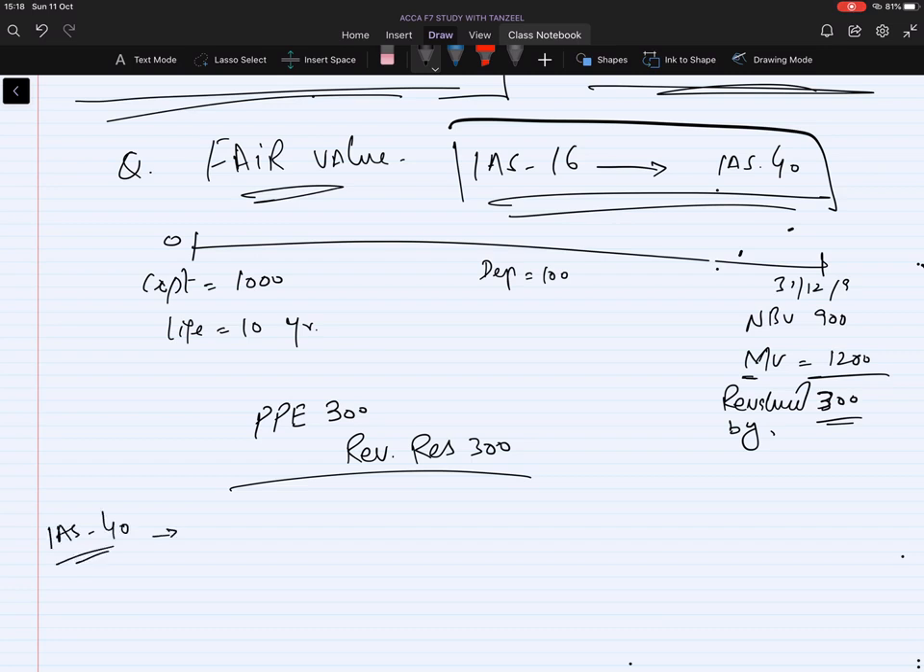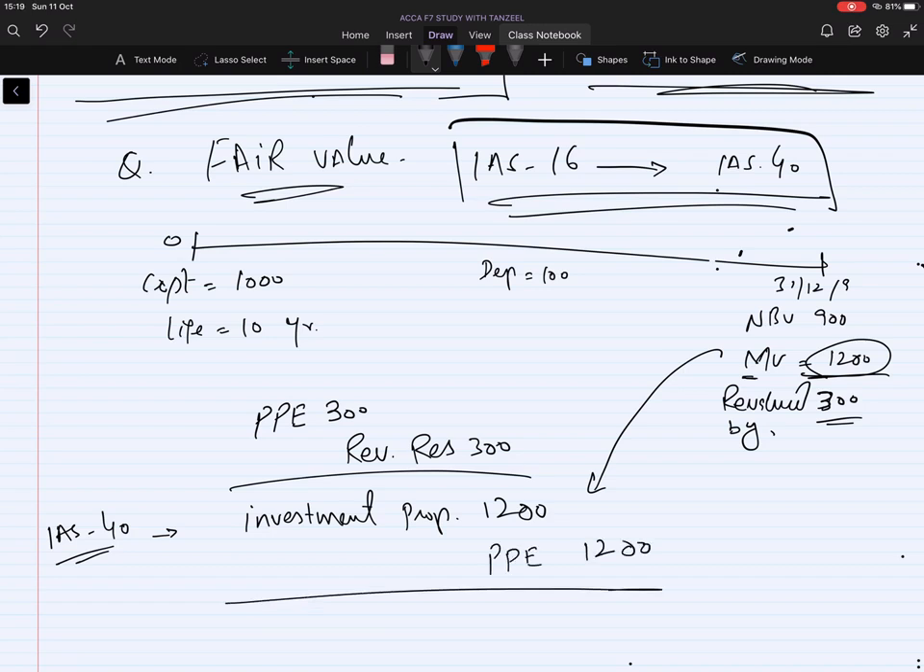Now we will change to IAS 40. We will increase investment property by 1200, and then credit PPE. Now we pass this entry to change the standard. We say hi to investment property, we bring this to life, and we say bye bye to property, plant and equipment, because we are not using IAS 16 anymore. So we will de-recognize our property, plant and equipment, and recognize investment property.